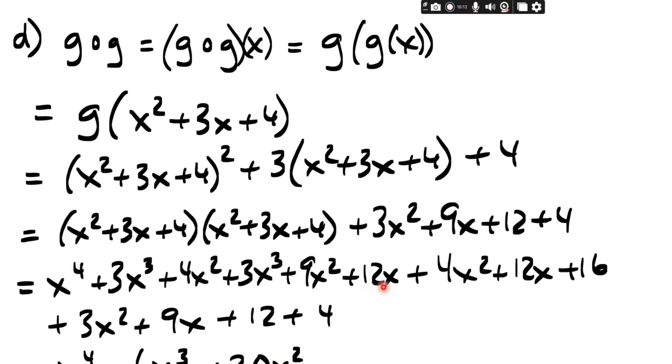Now single x's here. So I got 12x, another 12x, and a 9x. So 12 plus 12 is 24. 24 plus 9 is 33x. All right, and the last one. Let's see, there's a 16, my constant term, my 16, my 12, and 4. So if that's the case, we get ourselves 32. That was a toughie. That was G going into G, really a quadratic equation going inside itself. That's crazy.